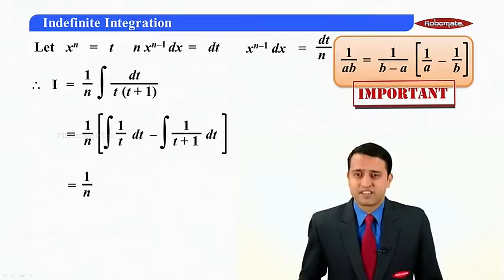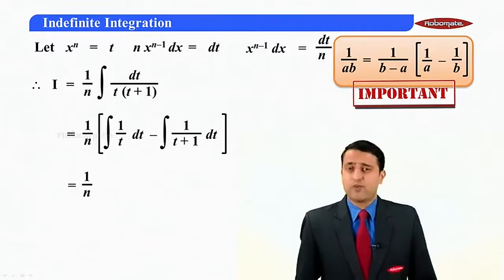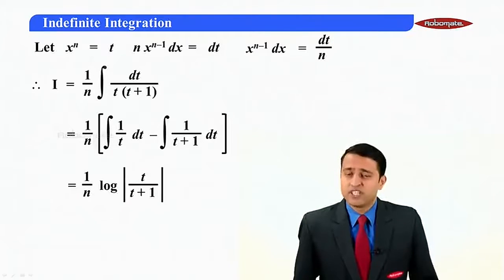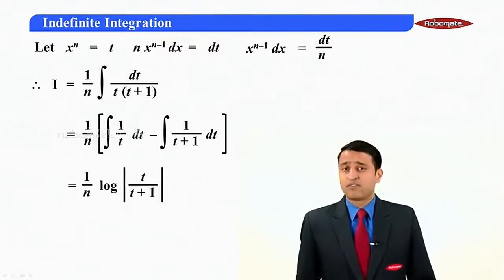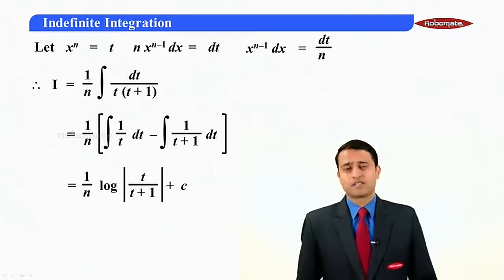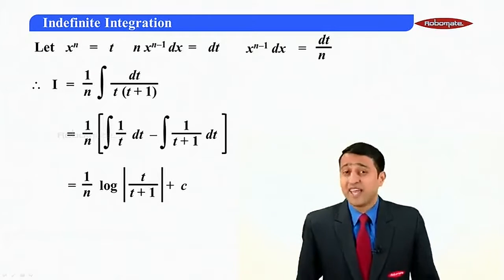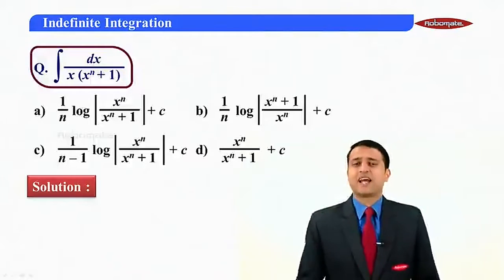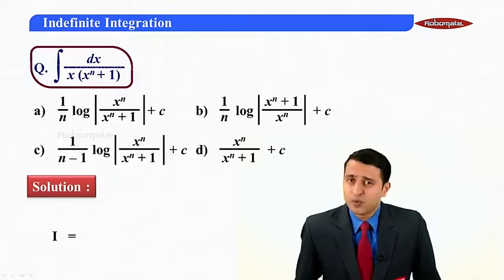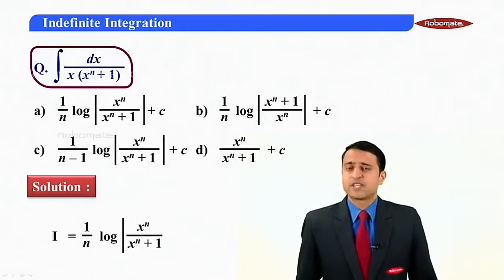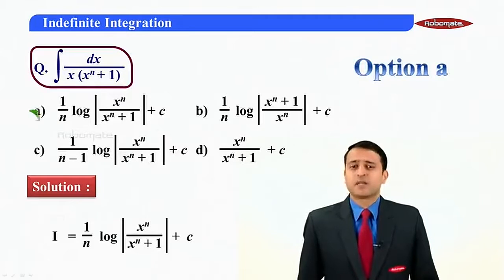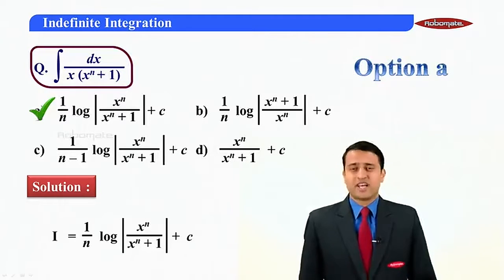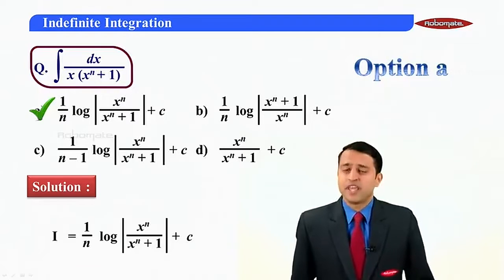So can I say further, on integration I'll get 1 by n (log of t minus log of t plus 1), which is nothing but log of t upon t plus 1, plus c. Now t was x raised to n. So let us write that. So we will get 1 by n log mod of x raised to n upon x raised to n plus 1, plus c. This is nothing but my option A. So the correct answer is option A.